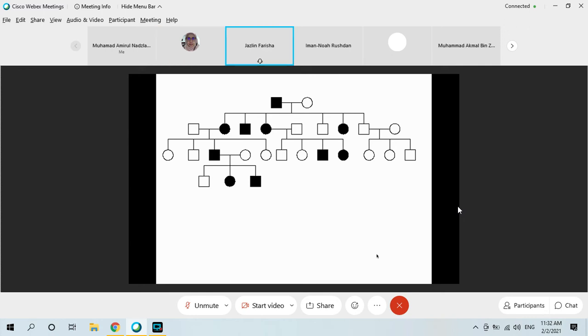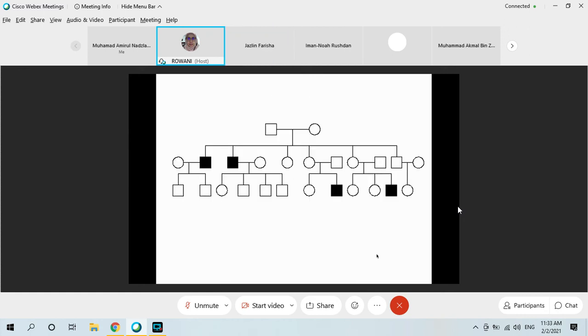Is it autosomal dominant? Okay, reason: vertical transmission affecting male and female. It is passed from father to son and daughter, and from mother to son and daughter as well. So this is autosomal dominant. Okay, now what about this?